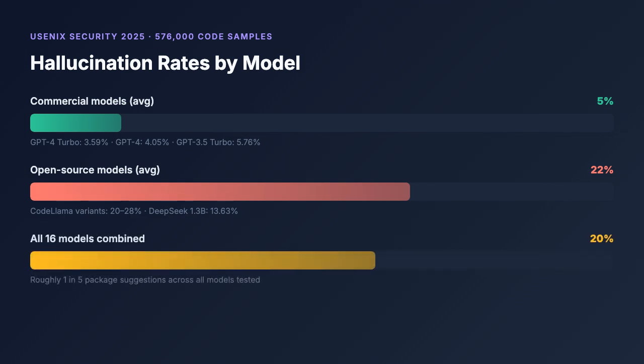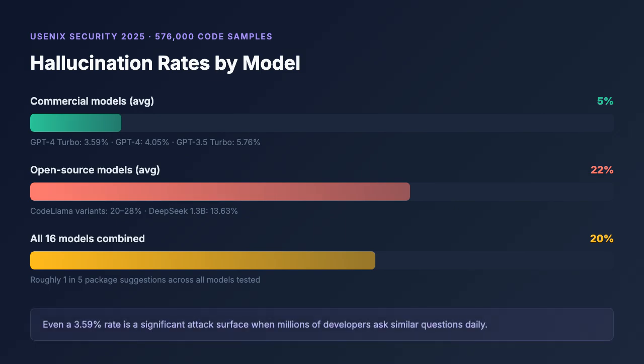Across all 16 models combined, roughly 1 in 5 package suggestions referenced a non-existent package. Commercial models showed 4 times fewer hallucinations than open source alternatives. But even a 3.59% rate is significant when millions of developers ask similar questions daily. If your team uses a self-hosted or less capable model, the risk is substantially higher.